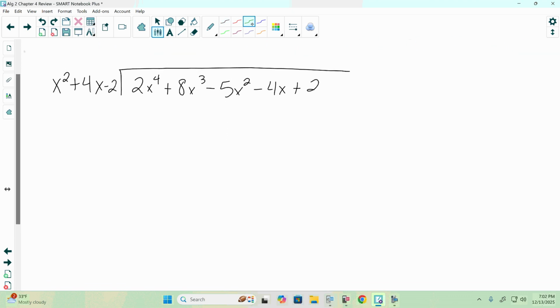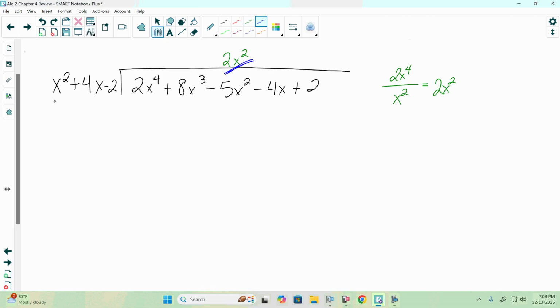And our first step is still going to be the same. We're going to take the biggest term inside and divide it by the biggest term outside. So 2x to the 4th is our biggest term inside. x squared is our biggest term outside. So we're going to divide these two here. We'll still have 2, but x to the 4th divided by x squared is going to be x squared. Telling us our first term on top is 2x squared.